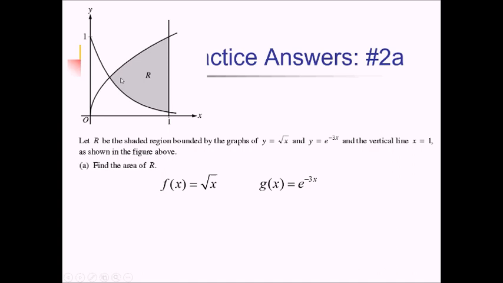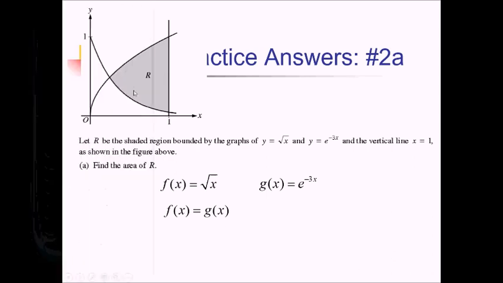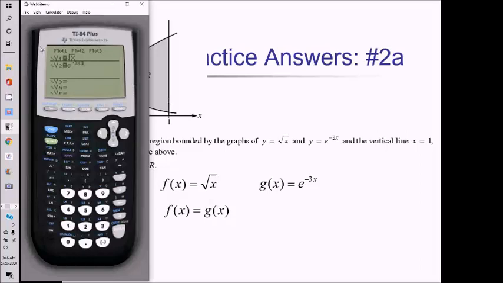To find that, I need to figure out where f of x and g of x intersect, where they equal each other. And since this is a calculator problem, I can do that directly on the calculator. To start this process, I went to my y equals, and I entered my f function here as y1, and in y2 I put this g function, this exponential function. Now I'm going to go ahead and graph them. For the window I'm using, I'm just going to go from 0 to 1, because that's what they gave me in this picture, which they were so nice to provide to me.